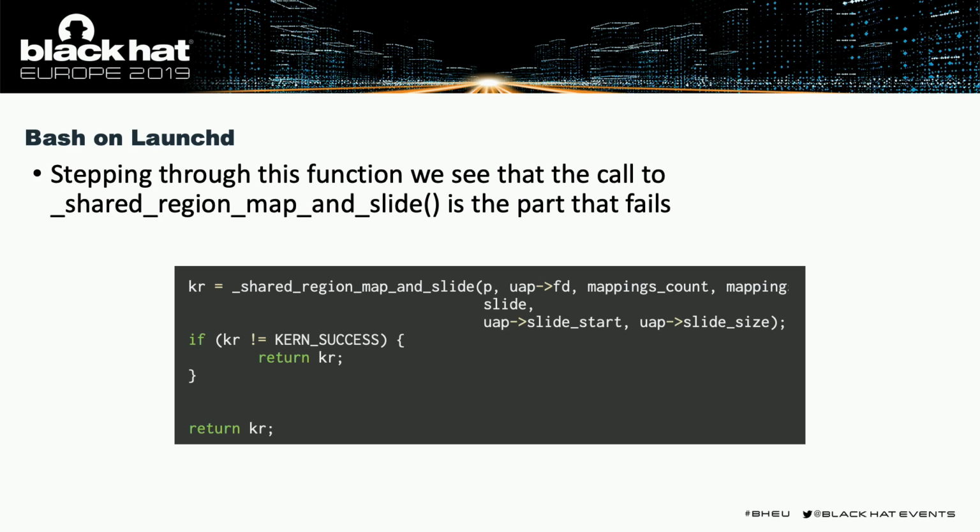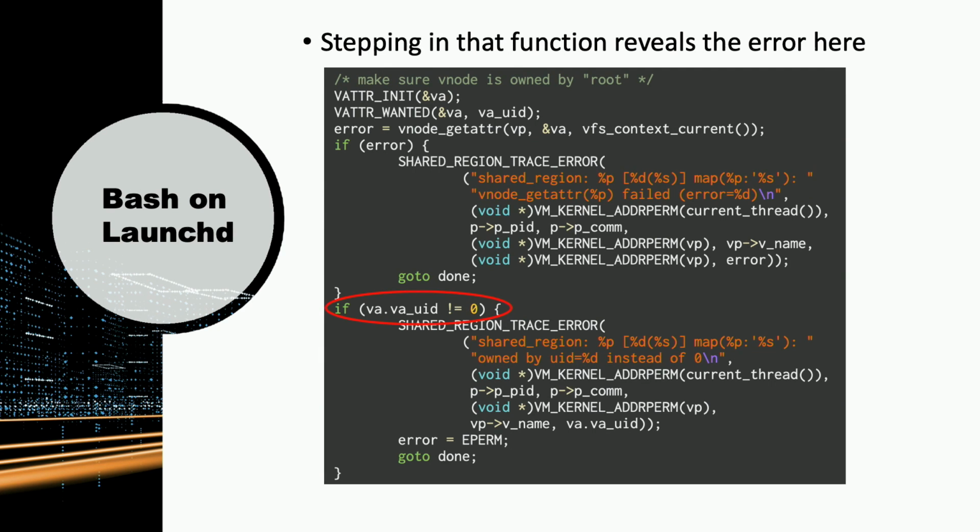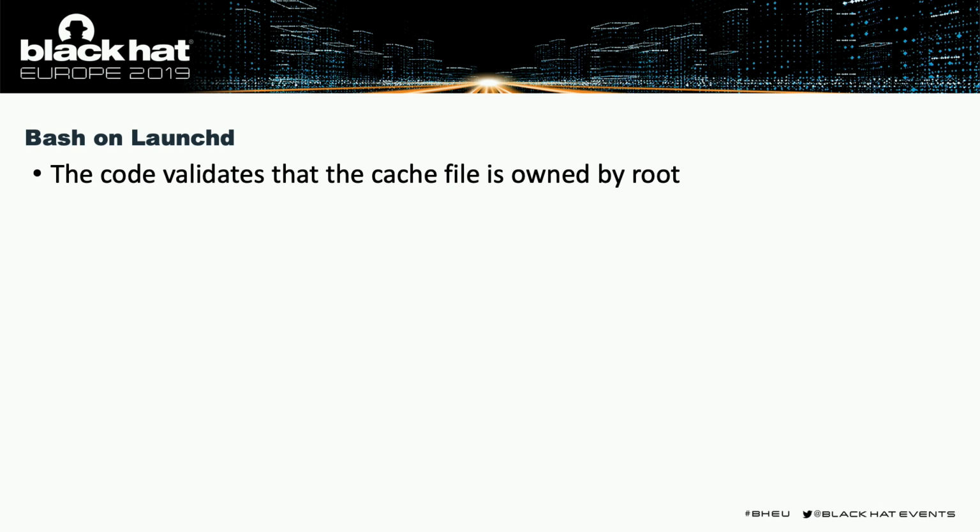And debugging the system call, we see that what actually fails is this function call, shared region map and slide. And inside this function call, we can see that the condition that fails is this condition. And we see that it expects the dynamic loader cache file to be owned by UID 0, to be owned by root. So we now see that in order to load the dynamic loader cache file, we need it to be owned by root.